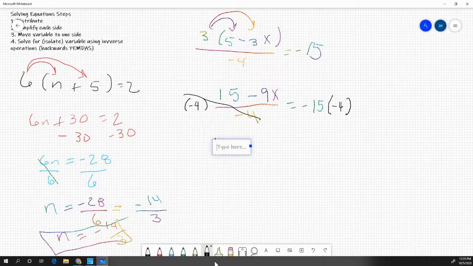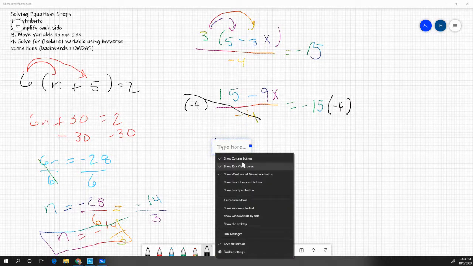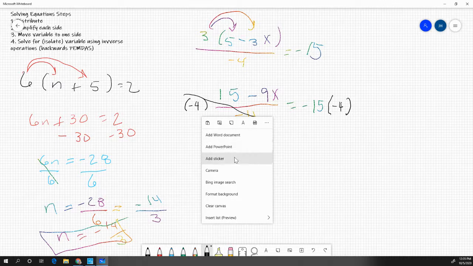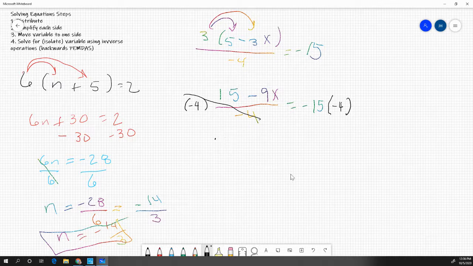Sorry, I punched a button. Go away. I don't know how to make the thing go away. I don't want to clear the whole canvas. I just want to clear that thing.